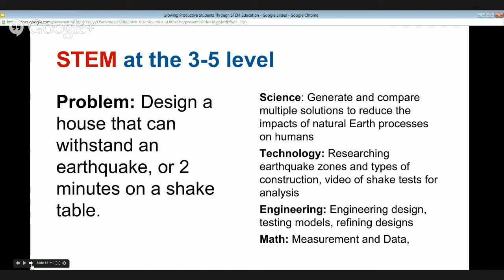In science, the standard that we're looking at is to generate and to compare multiple solutions to reduce the impacts of natural earth processes on humans. This is a 5th grade standard. And when you're looking at this particular, I'm sorry, that's a 4th grade standard. I misspoke. It's NGSS 4-ESS3-2.